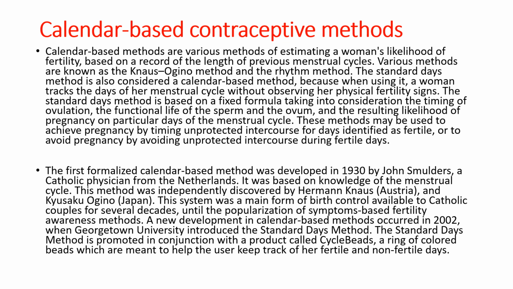Calendar-based methods are various methods of estimating a woman's likelihood of fertility, based on a record of the length of previous menstrual cycles. Various methods are known as the Knaus method and the rhythm method. The standard days method is also considered a calendar-based method, because when using it, a woman tracks the days of her menstrual cycle without observing her physical fertility signs. The standard days method is based on a fixed formula taking into consideration the timing of ovulation, the functional life of the sperm and the ovum, and the resulting likelihood of pregnancy on particular days of the menstrual cycle.